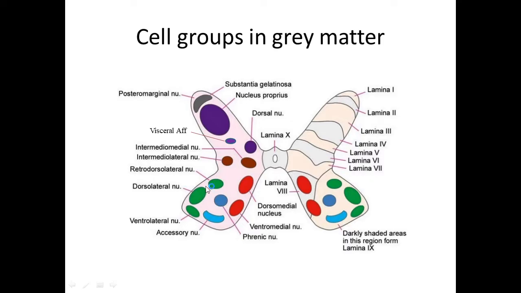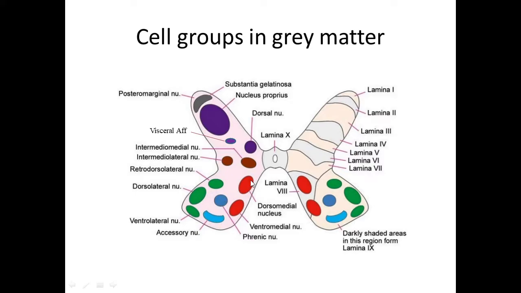Now in the gray matter, these neurons are arranged in groups. Now this is the anterior gray column, this is the posterior gray column. Now in the anterior gray column, there are three groups of neurons. This is the medial group, which is shown by red color. Then the green color shows the lateral group, and the blue color shows the central group.